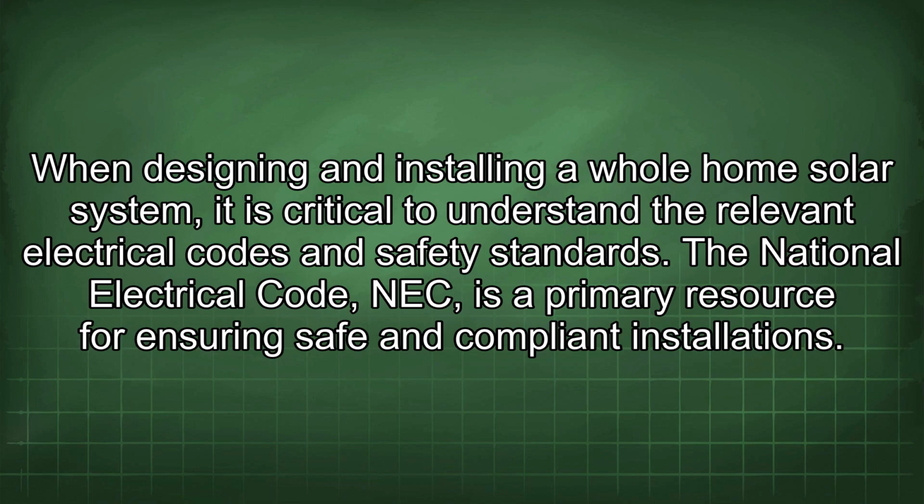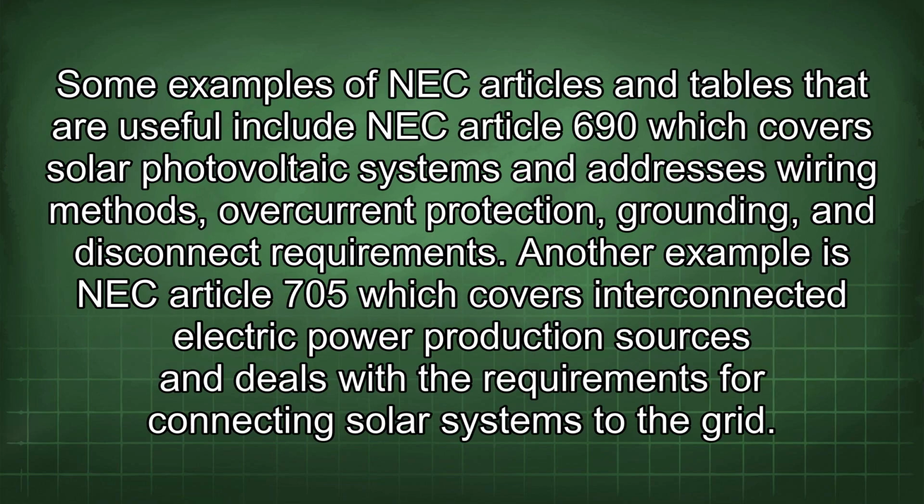When designing and installing a whole home solar system, it is critical to understand the relevant electrical codes and safety standards. The National Electrical Code (NEC) is a primary resource for ensuring safe and compliant installations. Some examples of NEC articles and tables that are useful include NEC Article 690, which covers solar photovoltaic systems and addresses wiring methods, overcurrent protection, grounding, and disconnect requirements. Another example is NEC Article 705, which covers interconnected electric power production sources and deals with the requirements for connecting solar systems to the grid.